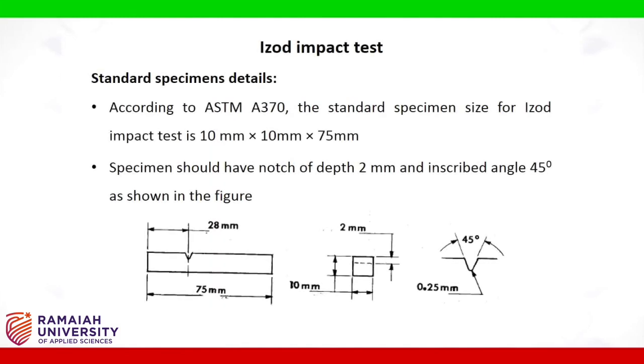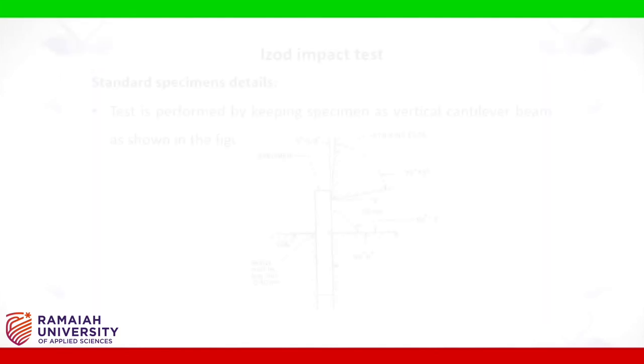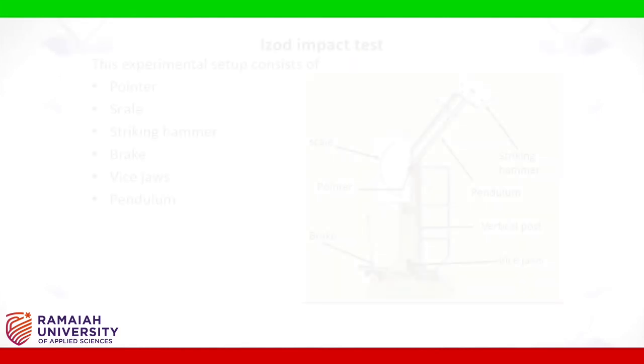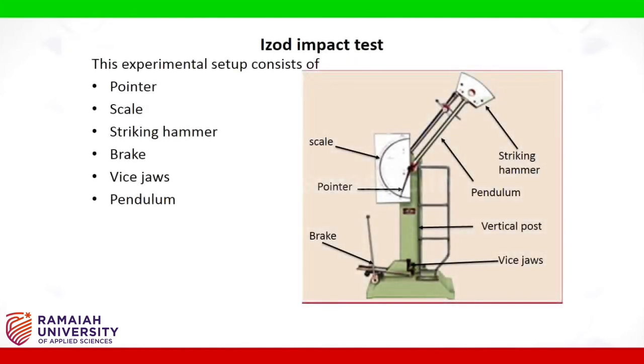Standard specimen details. According to ASTM A370, the standard specimen size for Izod impact test is 10 mm by 10 mm by 75 mm. The specimen should have a notch of depth 2 mm and inscribed angle 45 degree as shown in the figure. Test is performed by keeping the specimen as a vertical cantilever beam as shown in the figure. This experimental setup consists of pointer, scale, striking hammer, brake, vice jaws, pendulum.